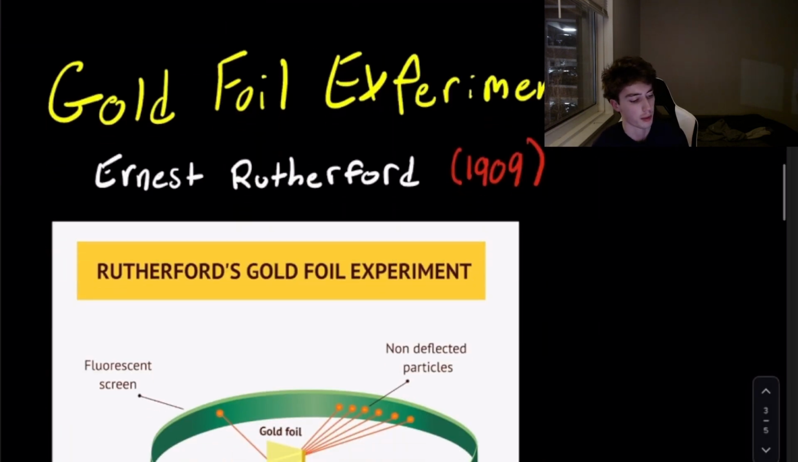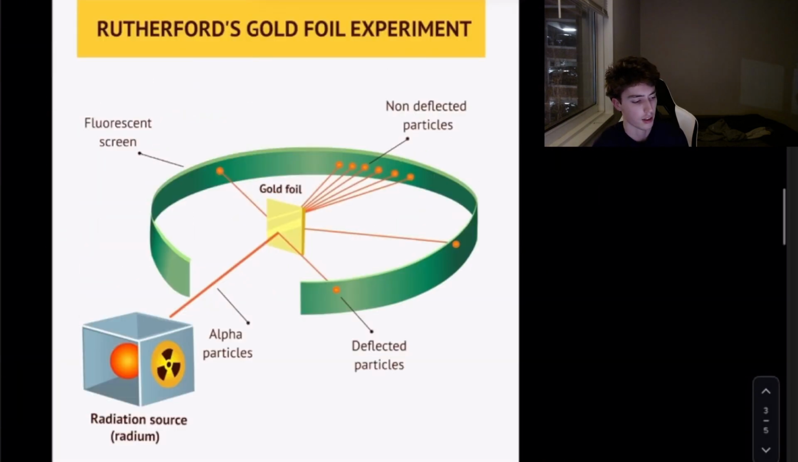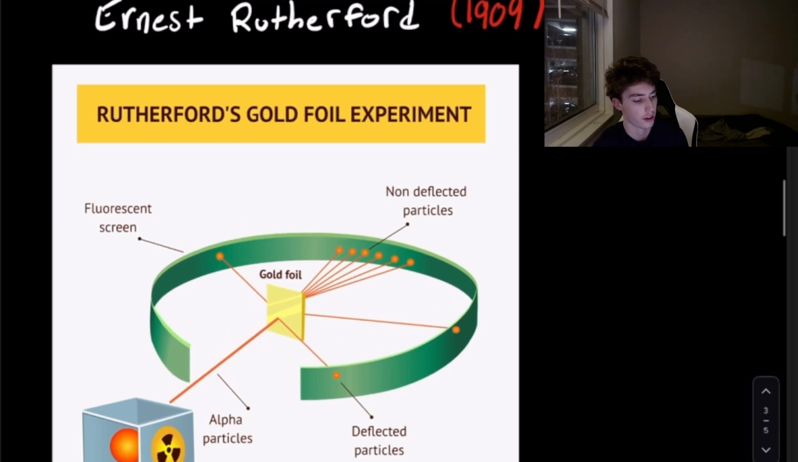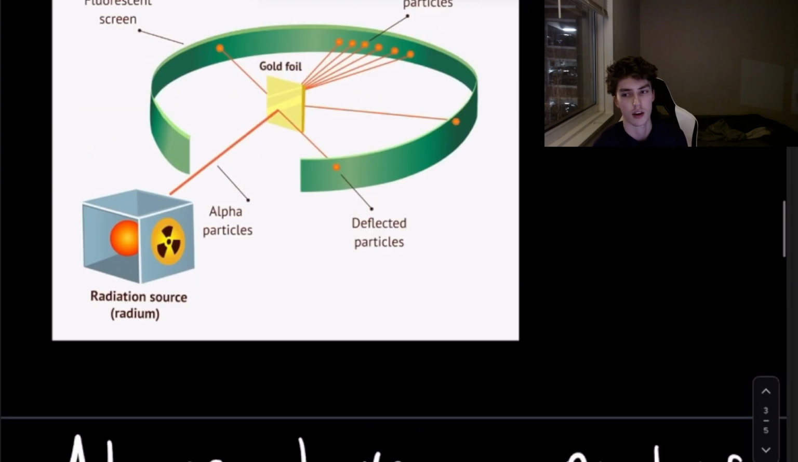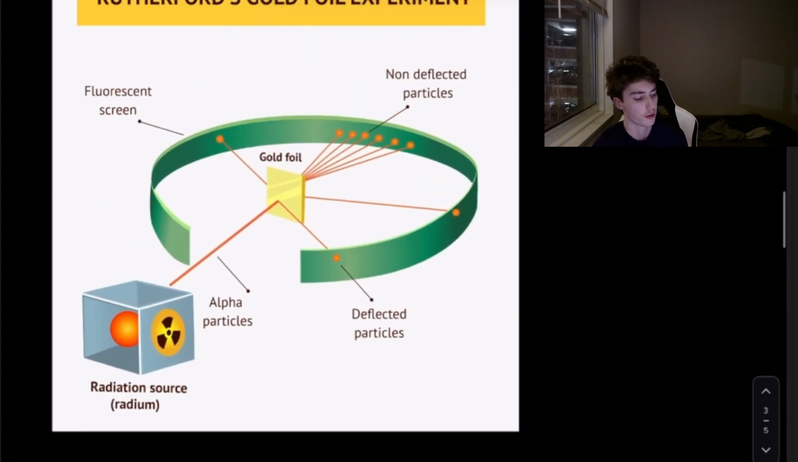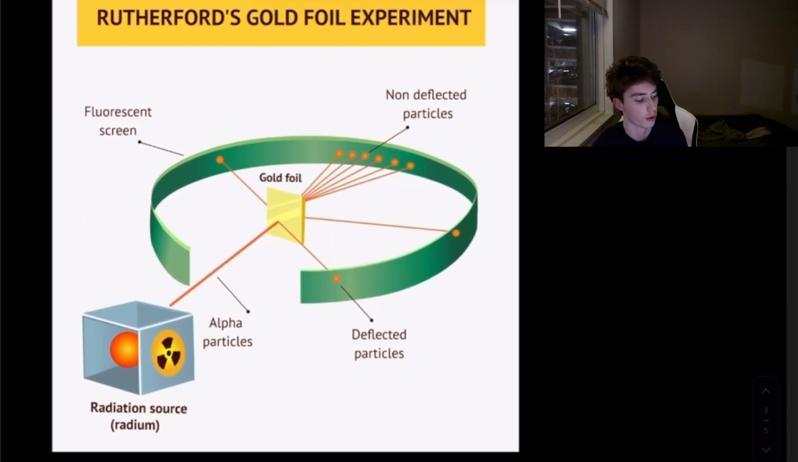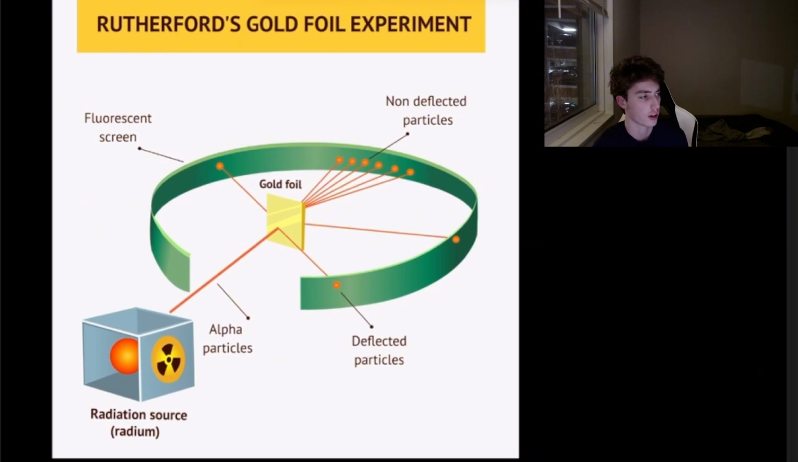The gold foil experiment. Now, this one is actually pretty cool. I like this one, right? This was done by Ernest Rutherford in 1909. Essentially, this experiment consisted of a thin sheet of gold foil and alpha particles. So alpha particles are made up of two neutrons and two protons, and it is a positively charged particle.